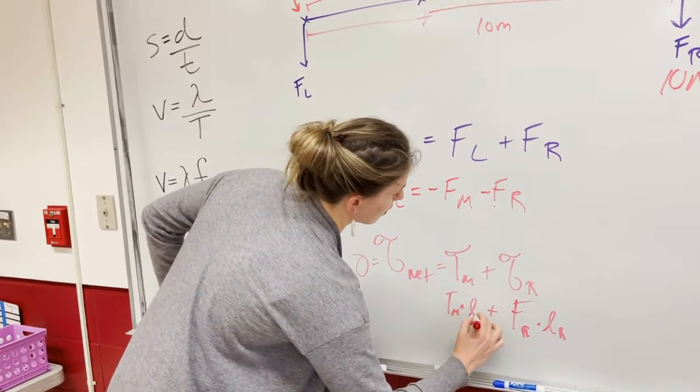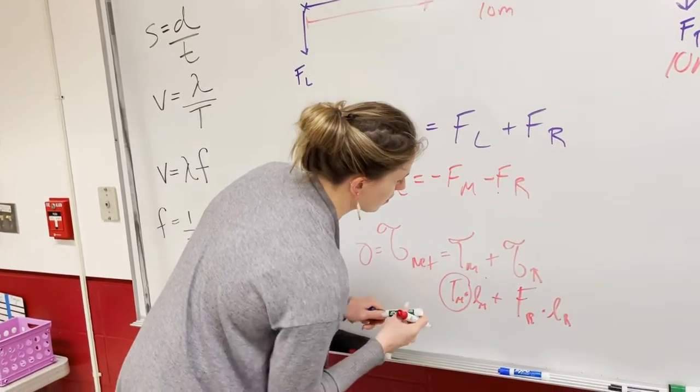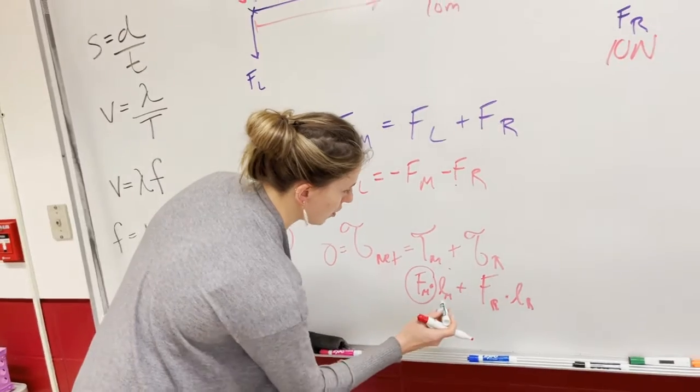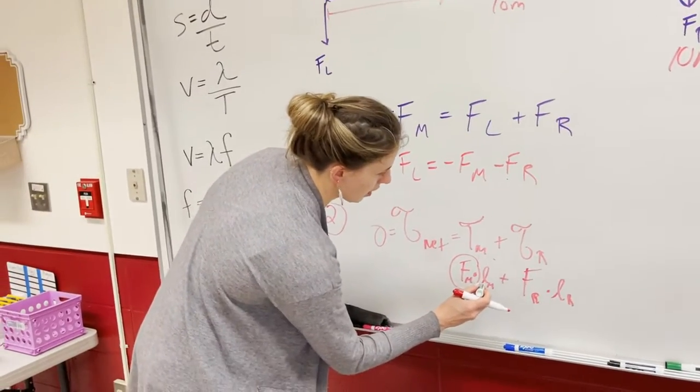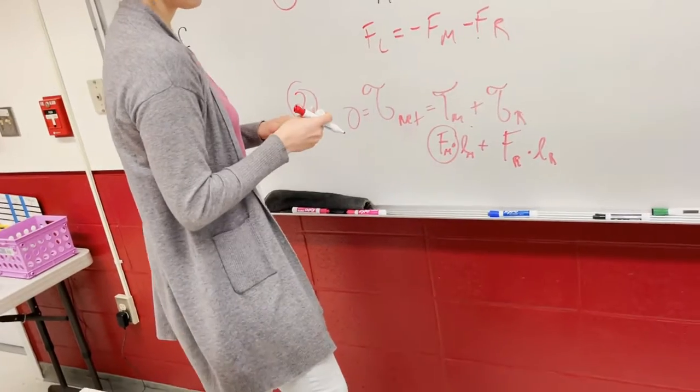Times the lever arm in the middle. And now this is the only thing we don't know, right? Because we know this. Make that an F, force in the middle. So if we wanted to solve for this, what you're going to have is both of those add up to 0.